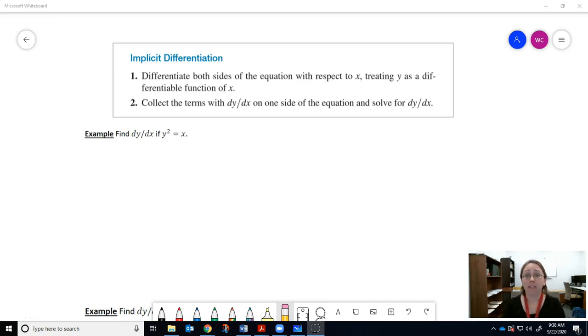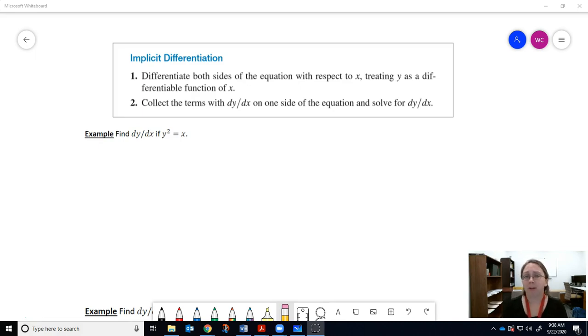In this video, we're going to talk about a concept called implicit differentiation. This concept is extremely useful when you aren't working with a function that you can solve for y. For example, you see this problem here. We have y squared equals x. If we were to solve for y, we would be taking the square root and having a plus or minus to deal with. It's much easier to work with it as is and taking the derivative.